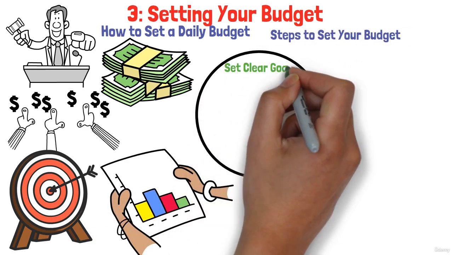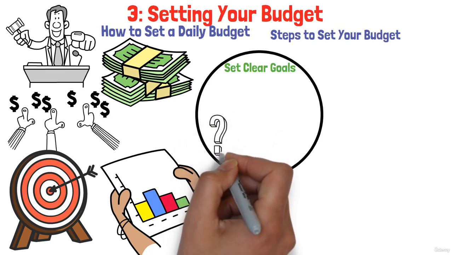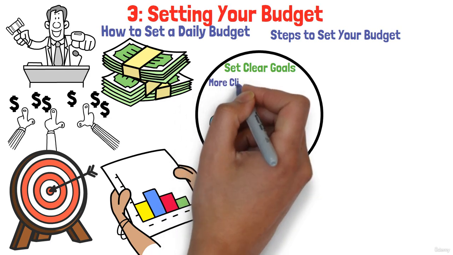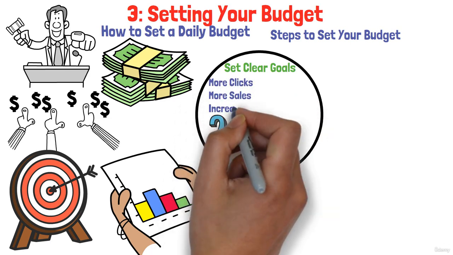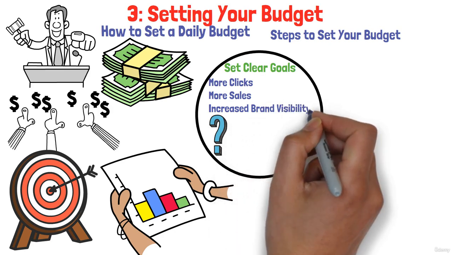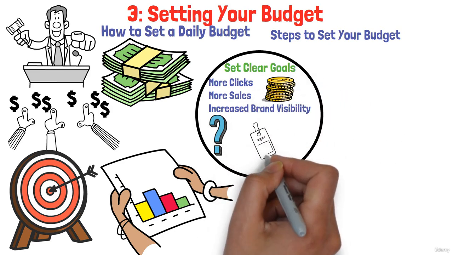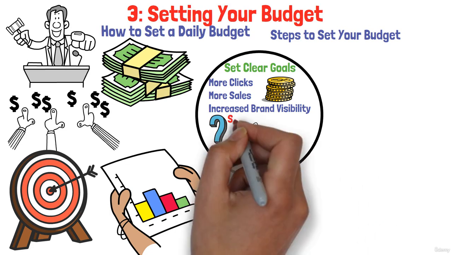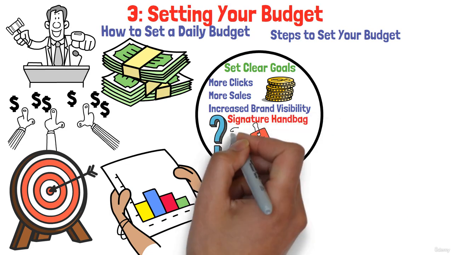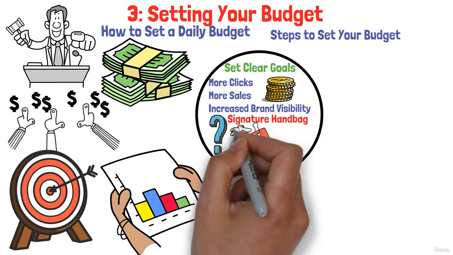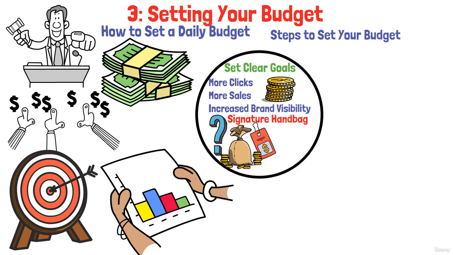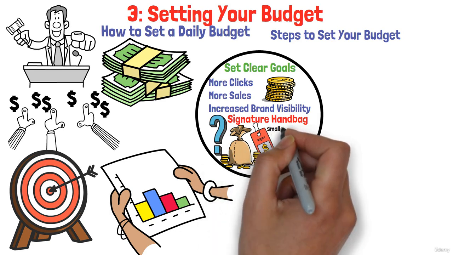1. Set clear goals. What do you want from your campaign? More clicks, more sales, or increased brand visibility? Your goal will determine how much you should spend. Example, if you're aiming for sales, you might set a higher budget for a product like your signature handbag, which has a higher profit margin. But for a seasonal item, you may want to start with a smaller budget.